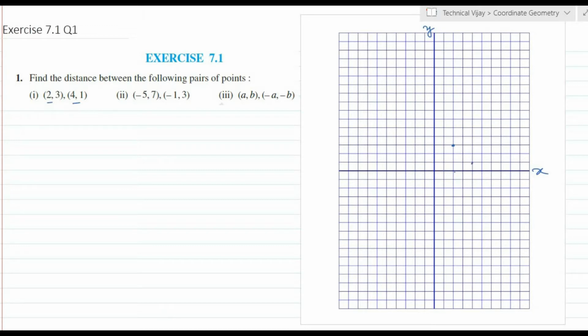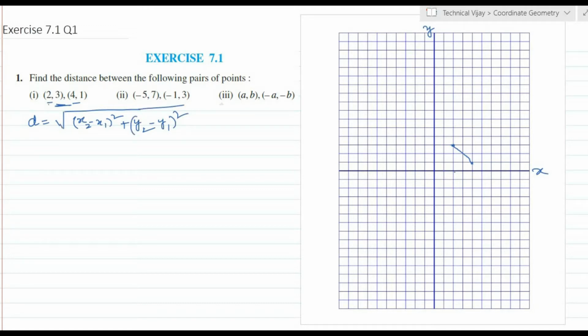So from this to this one, this is the line. This is the distance they are asking. In this way we can represent these points on this graph. To find the distance between the 2 points, we use the distance formula that you have studied. The distance D is equal to the square root of (x2 minus x1) squared plus (y2 minus y1) squared.